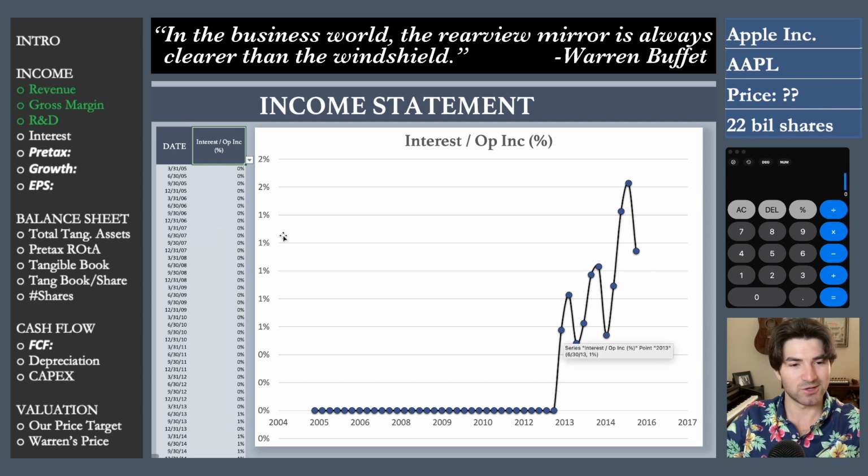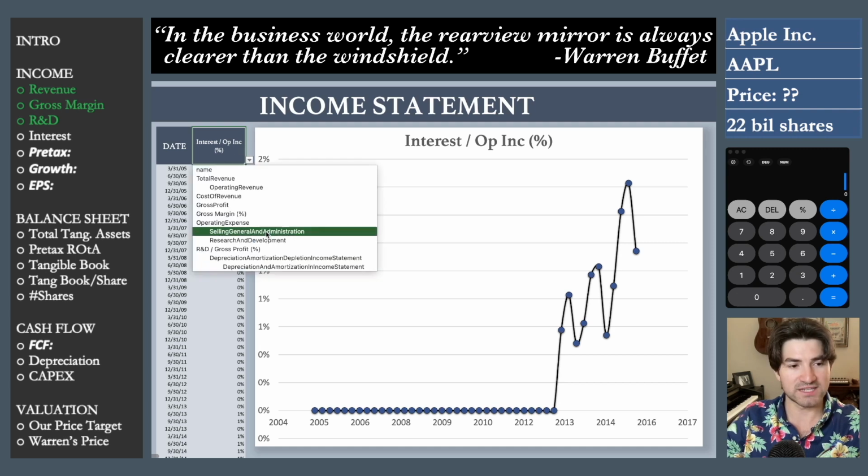But anyway, look at this percentage. I mean, only 1% of their operating income is going to interest, 1 to 2%. So that's outstanding. That's the sign of a company that's really not in a lot of debt at all. So that's something Warren Buffett would also really like, and it's something I like too. All right, so let's see. Next up is going to be pre-tax income.